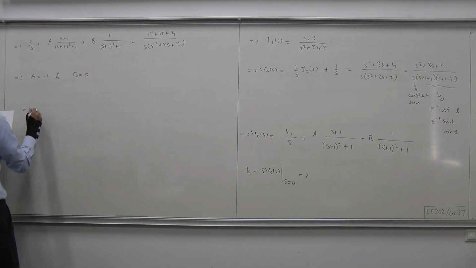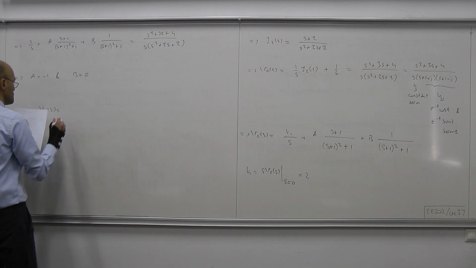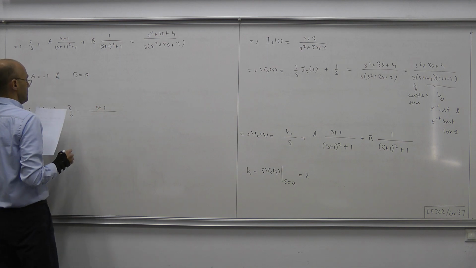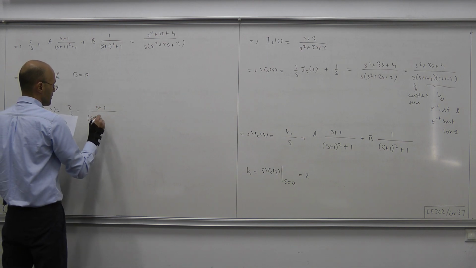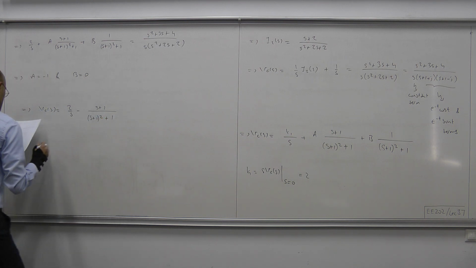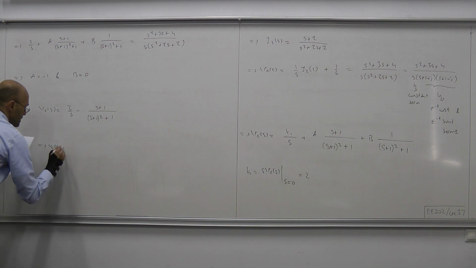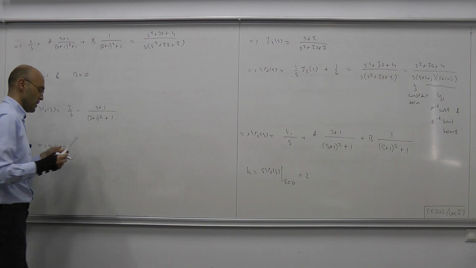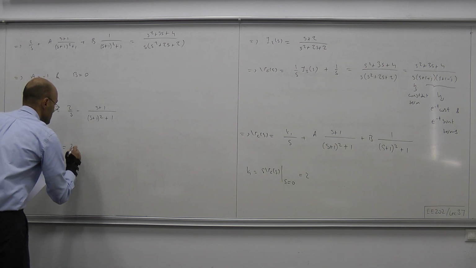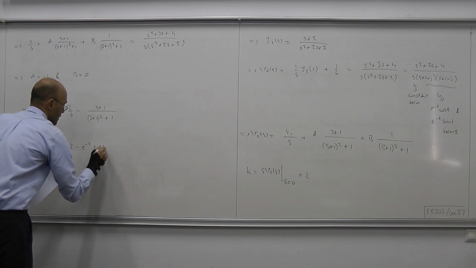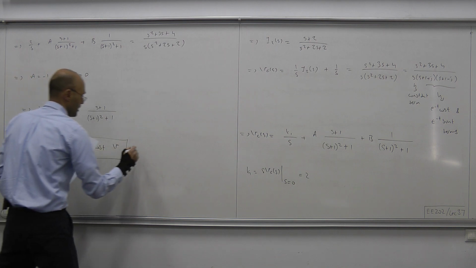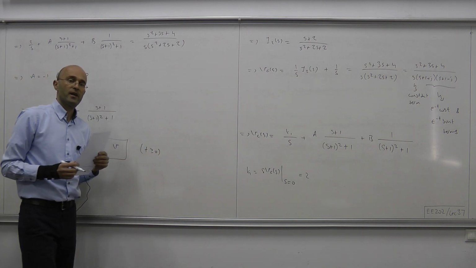So Vc of S therefore equals 2 over S minus (S plus 1) over ((S plus 1) squared plus 1). And that means Vc of t equals the inverse Laplace transform of this, which is 2 minus the inverse Laplace transform of this term, which is e to the minus t cosine t, volts, for t greater than or equal to 0.